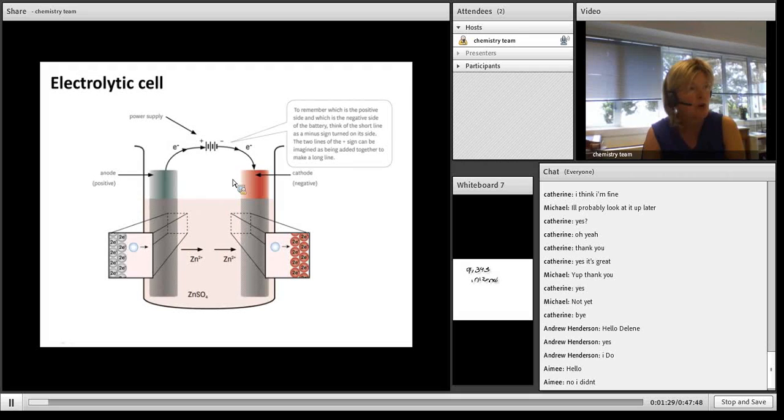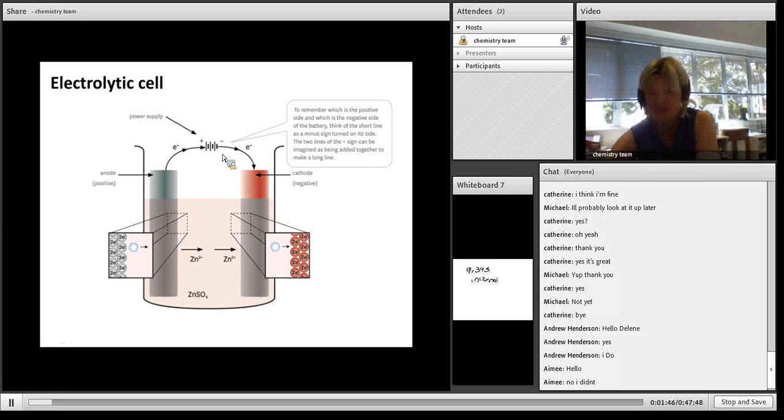So what we're looking at here is where we use chemical energy. And unlike the last time where chemical energy made electrical energy, we now have to have a power supply to produce a chemical reaction. So it's the opposite.